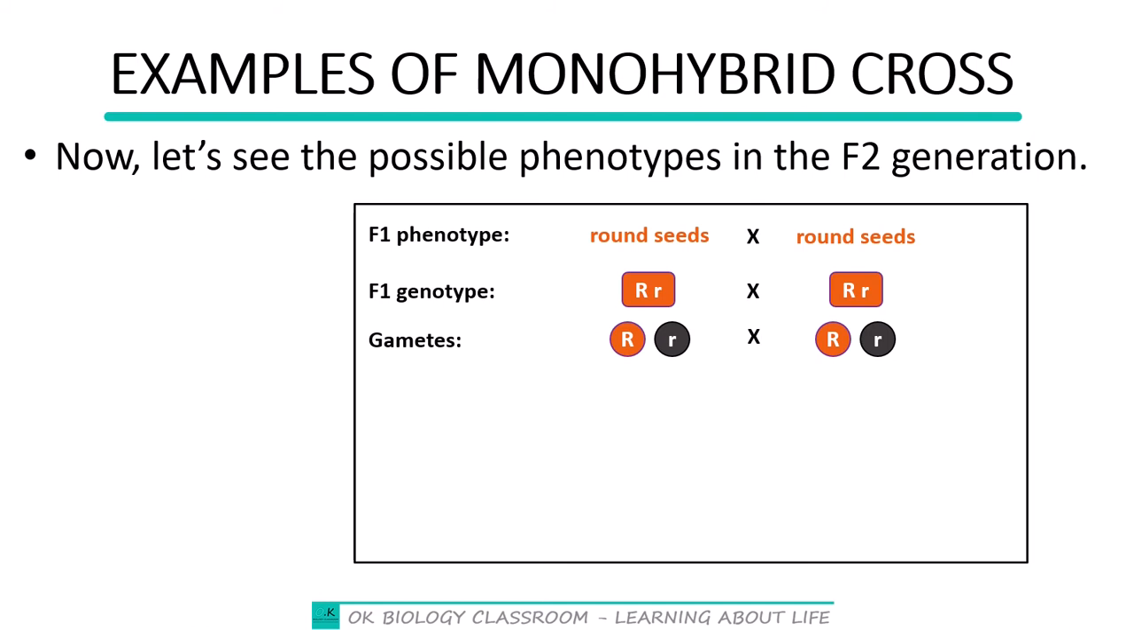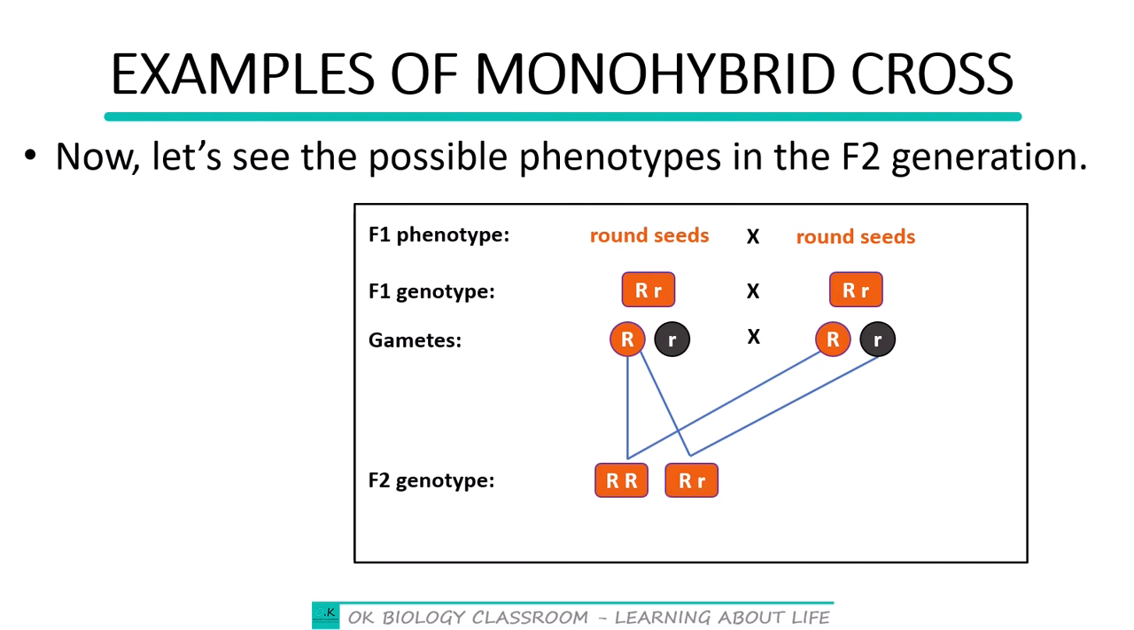How would the offspring choose their combinations? Yes, F2 genotype. It is either the first from the first parent with the first from the second parent, and that is going to give capital R, capital R, or first from the first parent, second from the second parent, and that is going to give capital R, small r. There is also the possibility of second from first parent, first from second parent, and that is also going to give capital R, small r, or second to second, and that is going to give small r, small r.